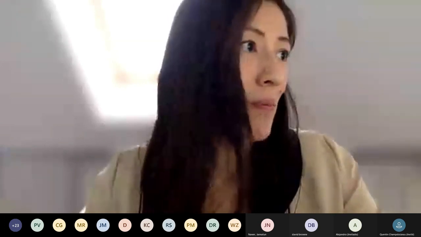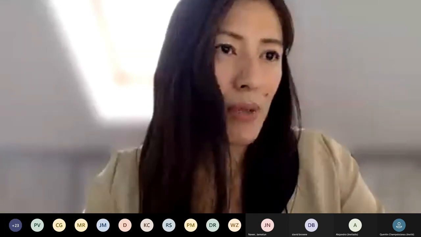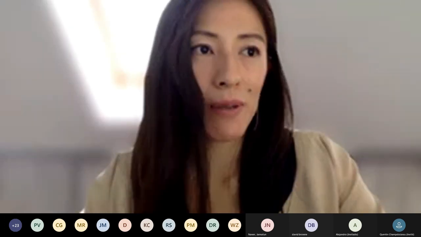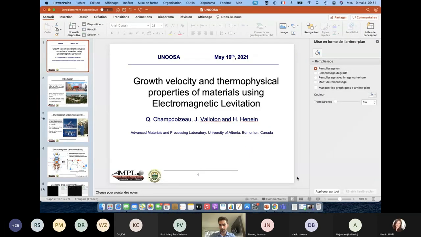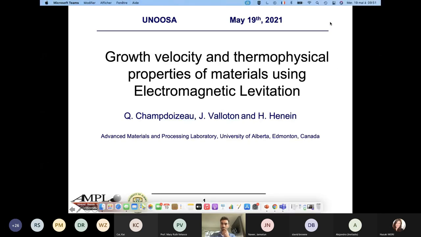Okay, my third speaker is Quentin. He is a third year PhD student from the Advanced Materials and Processing Laboratory, which is in the Department of Chemical and Materials Engineering, the Faculty of Engineering at the University of Alberta in Canada. So I will give the floor to Quentin now. Thank you for the brief introduction. So I'm going to share my slides now. Can you see them? Yes, it looks great.